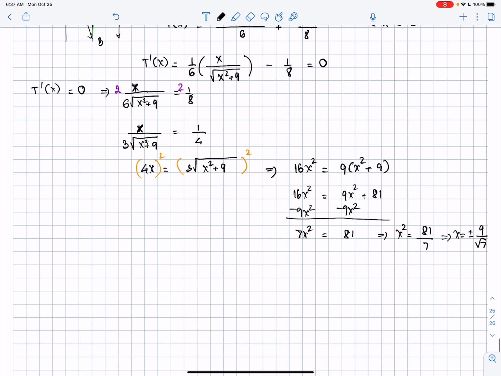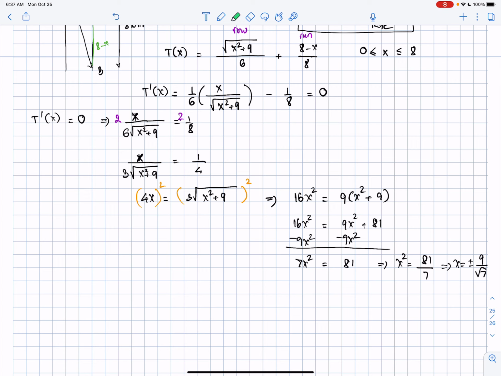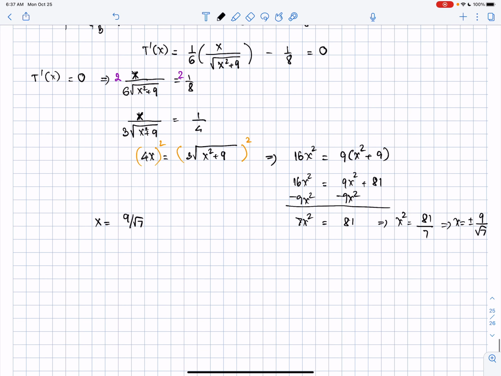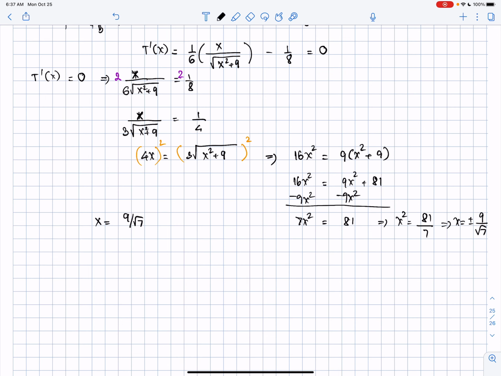However, we have the restriction that x is greater than 0. So we only take x equal to 9 over the square root of 7, because x cannot be a negative number since it's a distance. Okay, so we have the endpoints. Let's go ahead and plug in the endpoints. So we have t of 0, t of 9 over the square root of 7, and we have t of 8.